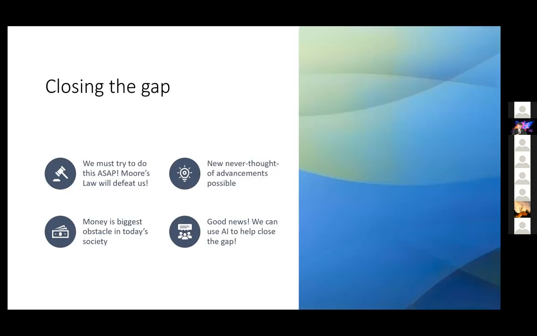And so it is super important to try and close this gap as soon as possible, partly because of the Moore's law I mentioned. Another thing is that once this gap is closed, there's going to be new, never thought of advancements from these nations that might take them far beyond us, that they just can't produce right now because they don't have the resources available to them. And so unfortunately, like I said, money is the biggest obstacle, but there's some good news because we can use the AI that we already have to help close the gap.